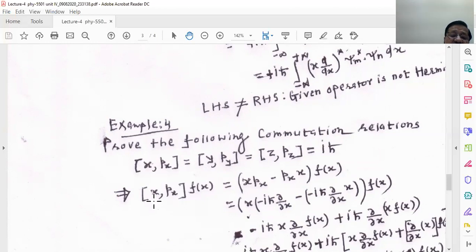So let us consider that this commutator operates on some function f of x. Now you see, this is the commutator of x with px. So this is simply nothing but x operating on px minus px operating on x, and you have the function f of x, right?